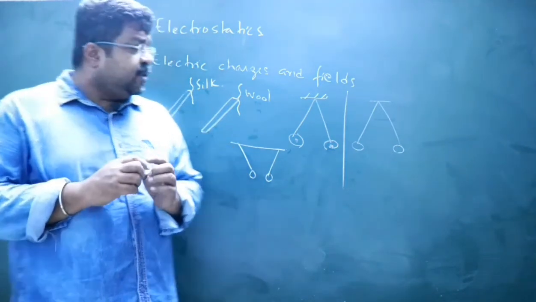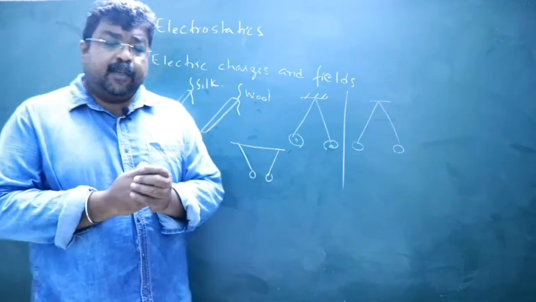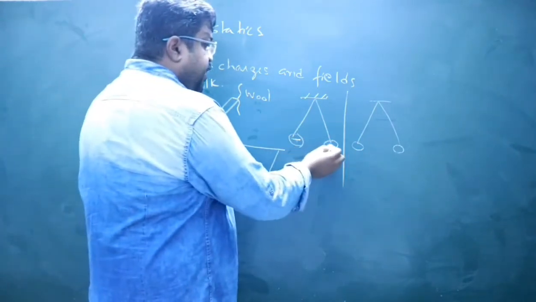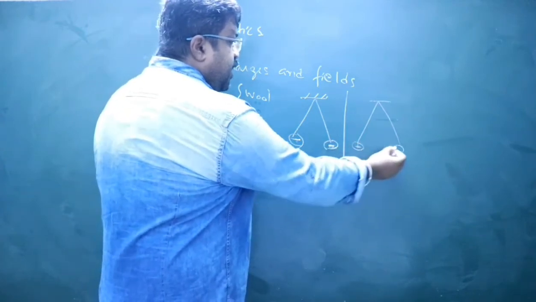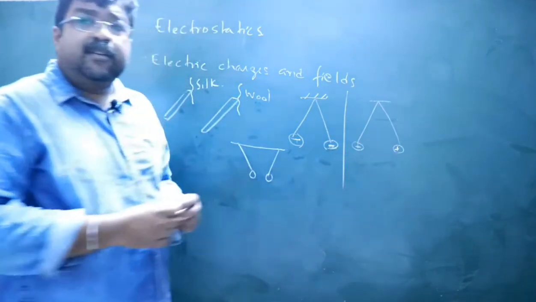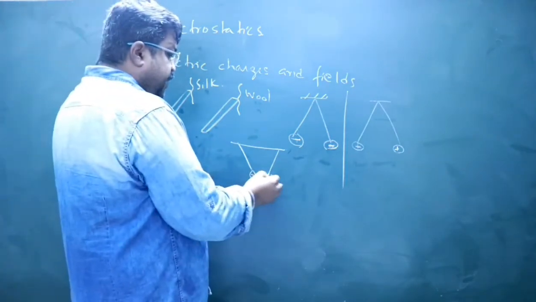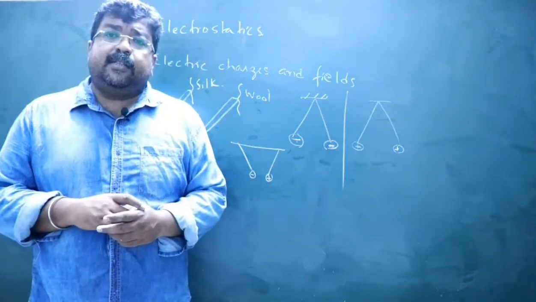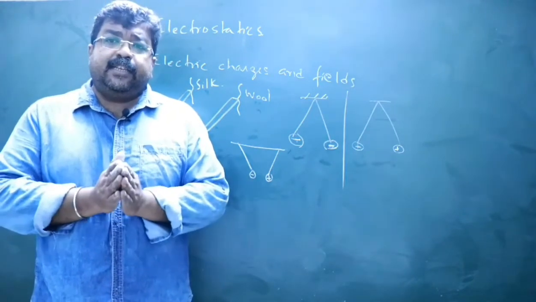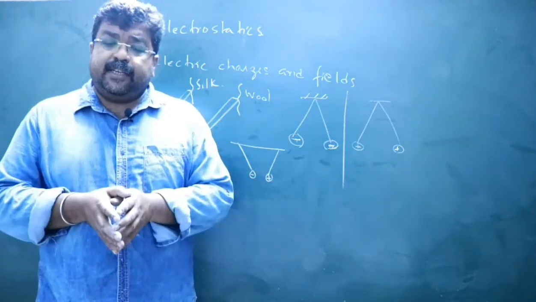The other observation is that like charges repel each other. Here if we assign negative charges, they are repelling each other. Here again we are assigning positive charges, so again they are repelling each other, and here we are assigning a negative charge and a positive charge, so they are attracting each other. So the second observation is like charges repel each other and unlike charges attract each other.